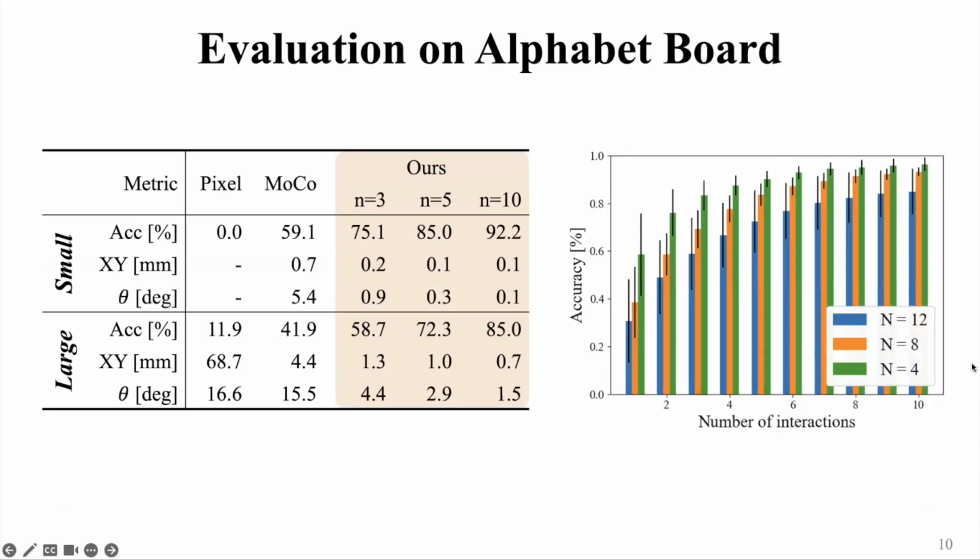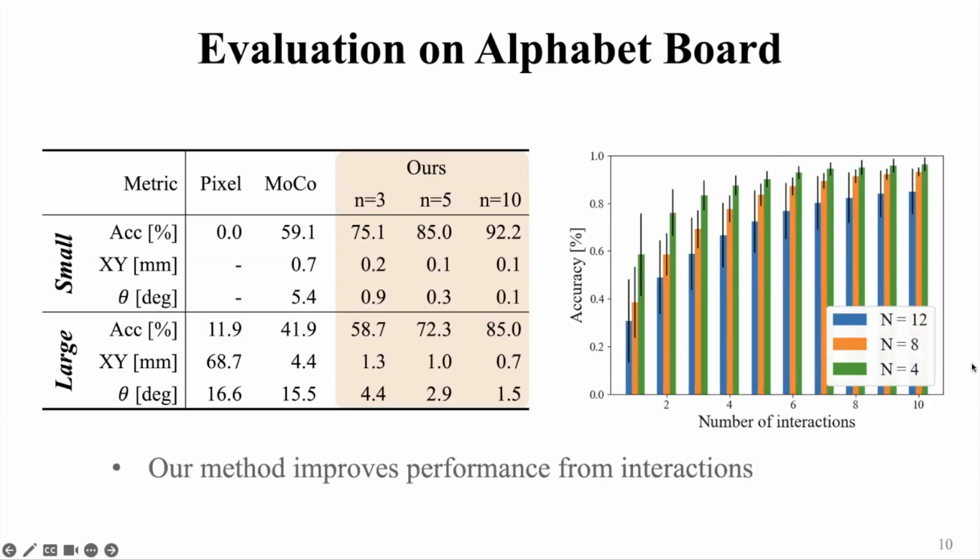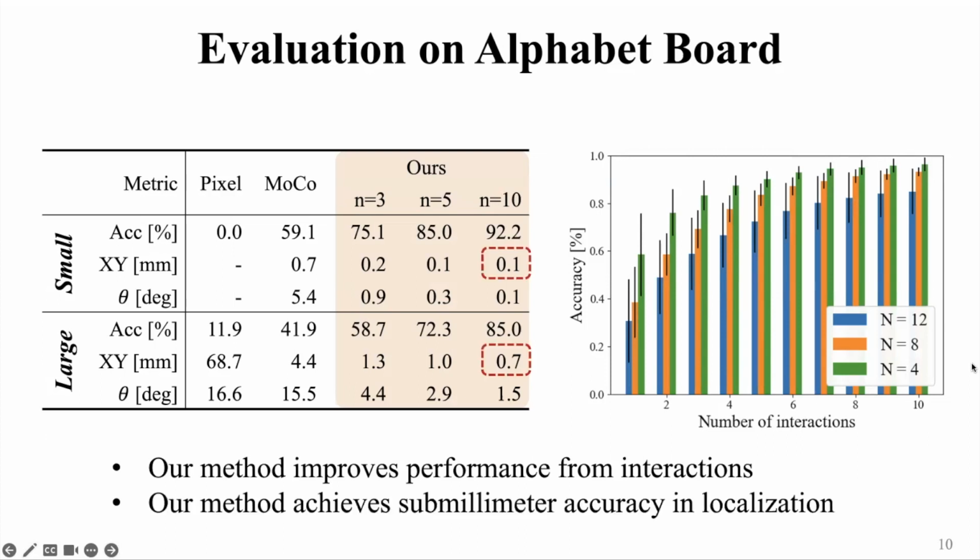This slide shows the results. The table shows our method outperforms baselines that only use a single touch, and from the right figure, we can see the performance improves with interactions. Also, our method achieves sub-millimeter accuracy in localizing the position of the hole, indicating the method can be used for a precise peg insertion task. We've done more quantitative results on industrial connectors and ablation studies on different action selection strategies, which are shown in the paper.